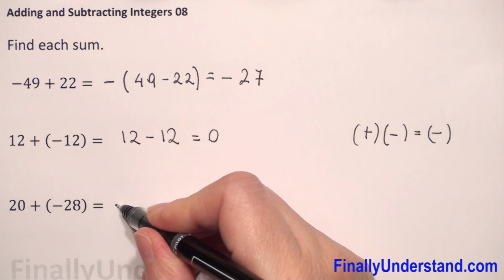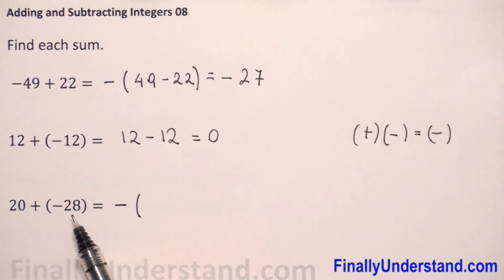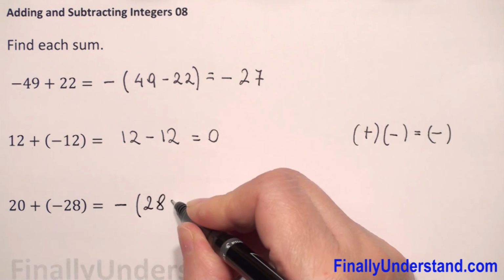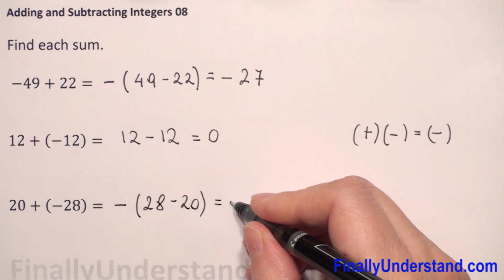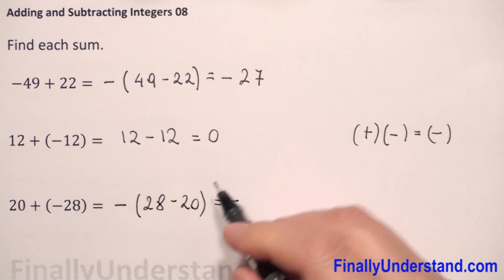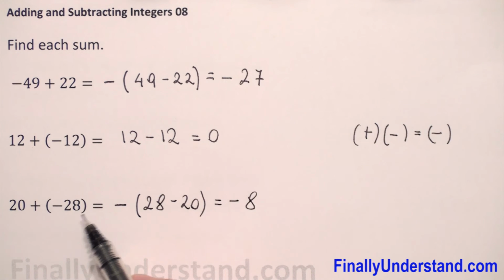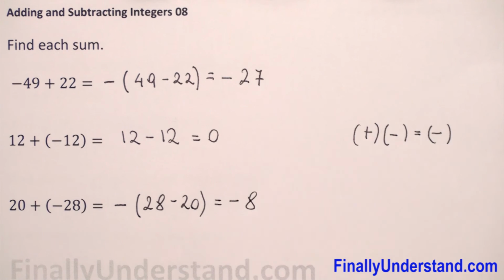So we copy this negative sign, and now we just subtract the smaller number from the greater number. So we have 28 minus 20 in parentheses. The negative sign we will rewrite, and 28 minus 20 is 8. So 20 plus negative 28 is negative 8.